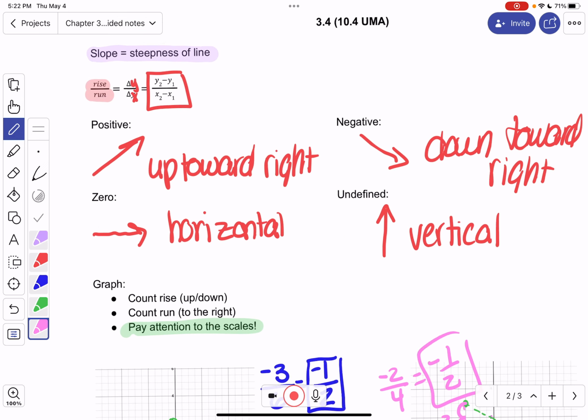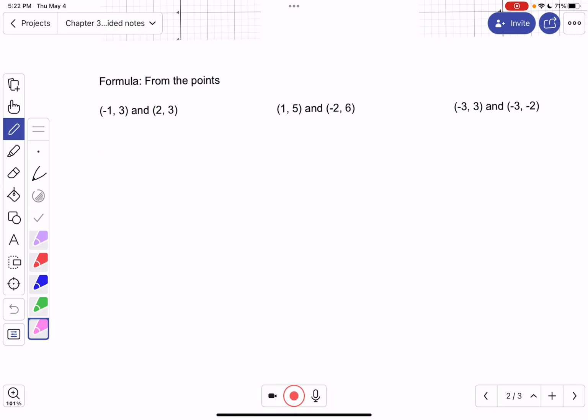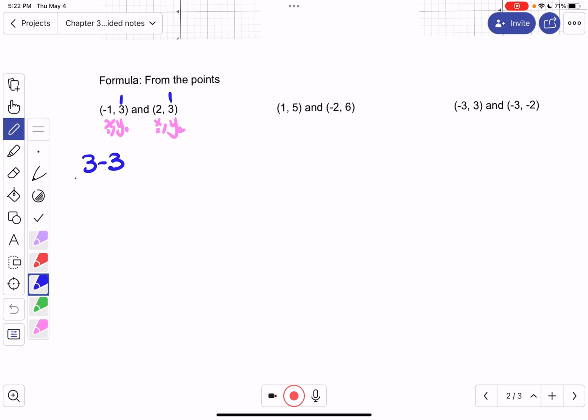Using the formula, that's the one up here with the y's on top, you take 2 points. Remember, our points are x comma y. So we're going to pick 1 point and call it 1. And we're going to pick 1 point and call it 2. And that's how we get our x1 and our x2. So the y goes on top, y1 minus y2. And then on the bottom, we do the x's, x1 minus x2. Now, it doesn't matter which point you call 1 and which point you call 2, as long as you put it first for both the top and the bottom. Then we do the math.